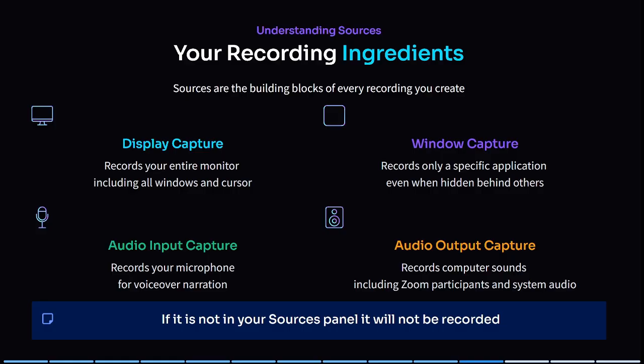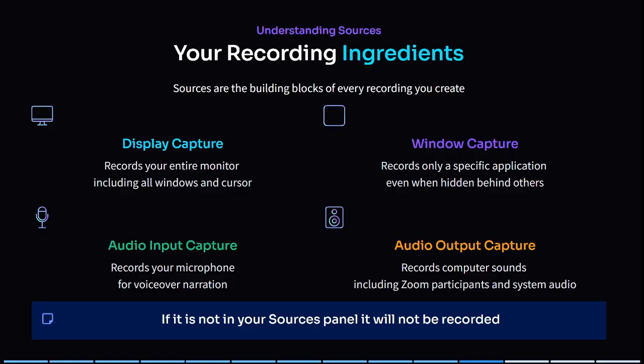Audio input capture records your microphone. This is your voice for narration and commentary. Audio output capture records everything your computer plays through its speakers or headphones. This includes Zoom participants or YouTube videos, system sounds, and application audio. Here's the critical rule. If something is not added to your sources panel, it will not appear in your recording.